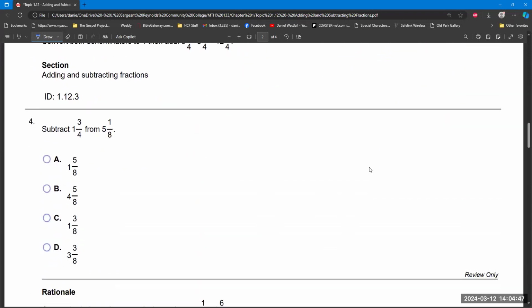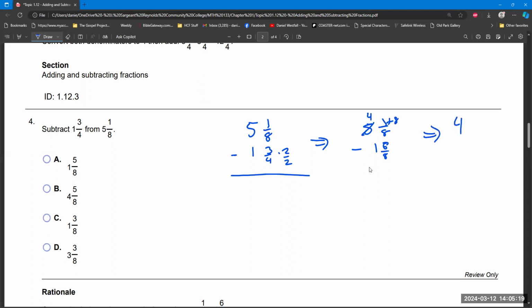Now we're going to move on to subtraction. We're going to write the 5 1/8 on the top because that's what we're subtracting from. And we're subtracting 1 3/4 from that. So multiply this one by 2 over 2 to make a common denominator of 8. This is 5 1/8 minus 1 6/8. We're going to have to borrow 1 from here. 1 plus 8 is going to be 9. So this is 4 9/8 minus 1 6/8.